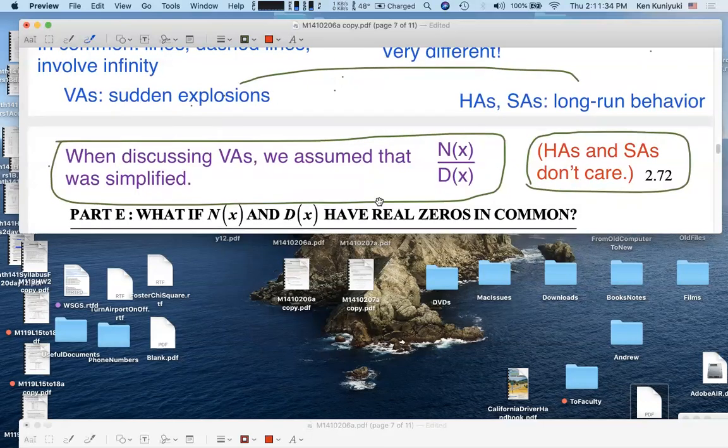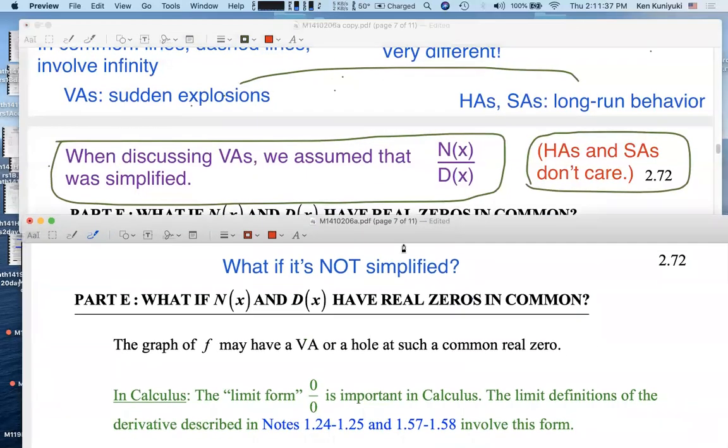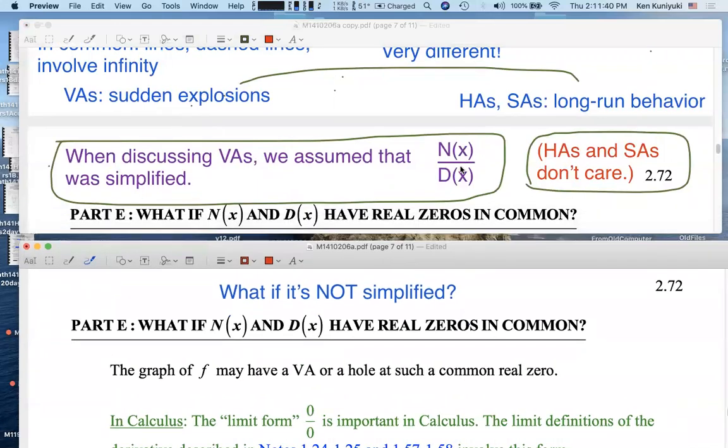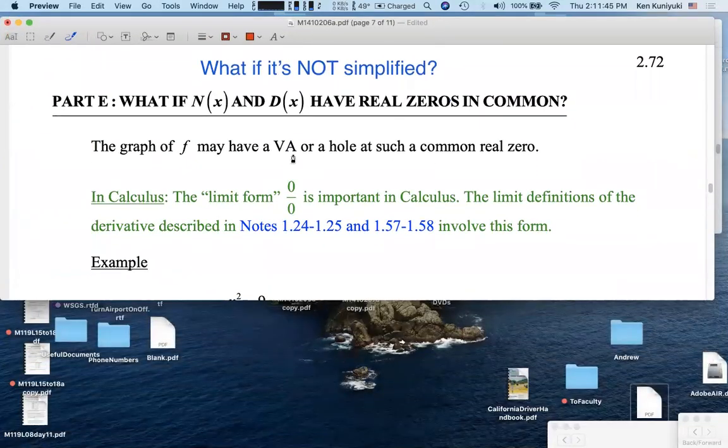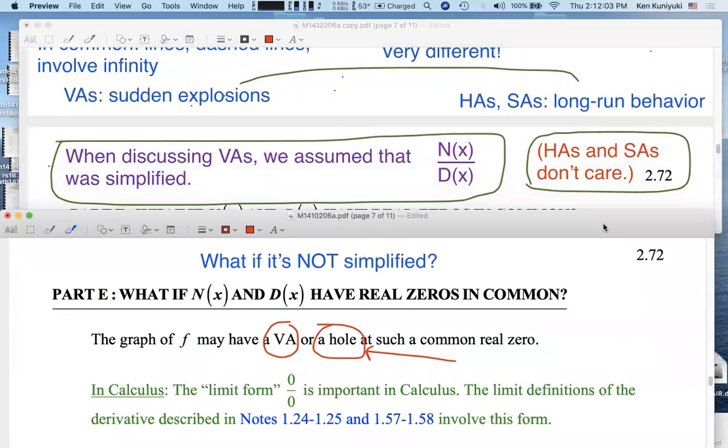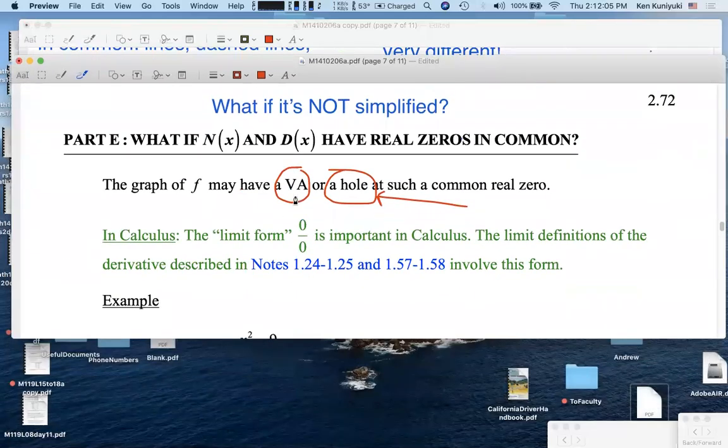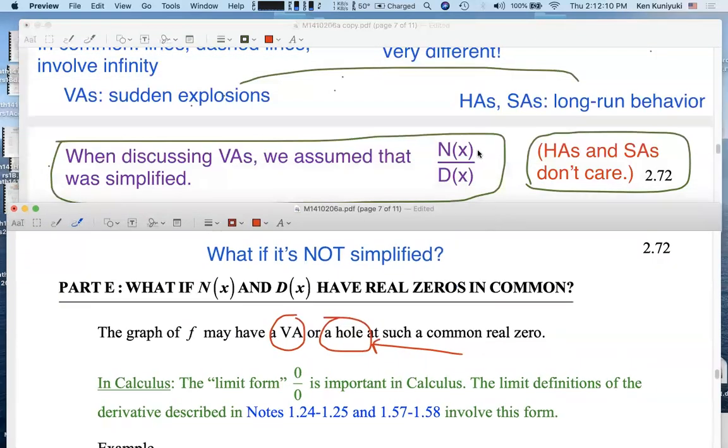Now, what if this is no longer simplified? What if n of x over d of x is no longer simplified? In particular, what if they have real zeros in common? Then it's possible that at such a common real zero, we could have a VA, or we could have a hole. This is something we haven't seen yet in this section, because if the given expression is simplified, you're not going to get holes. But if the given expression is not simplified, you could get a hole, where you have a real zero in common.